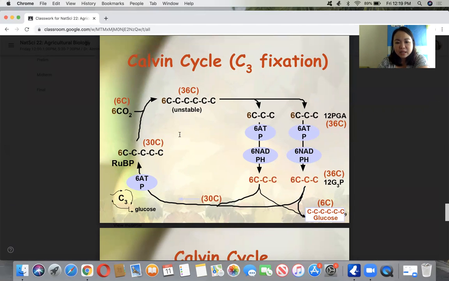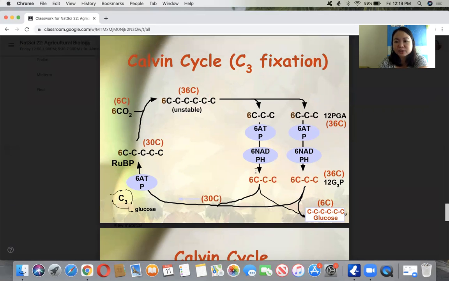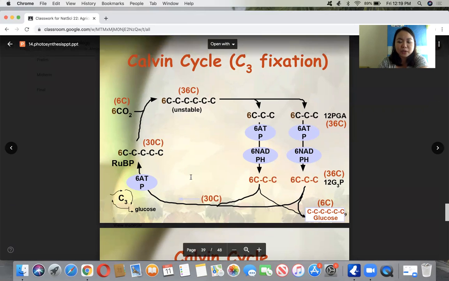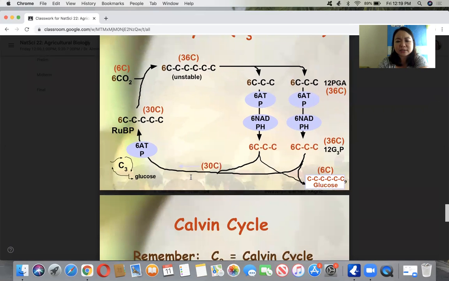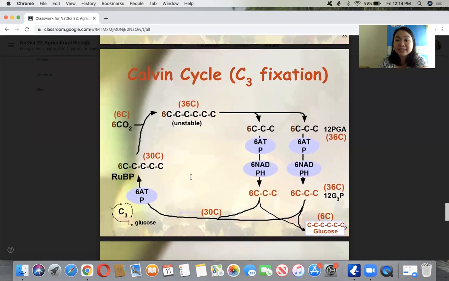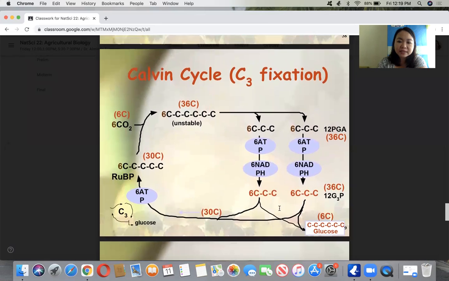The C3 is actually a cycle. So if you would ask now, where does it start? Since it's a cycle, it always starts and always continues from anywhere of the points. So this is the whole cycle, and this is to produce glucose.